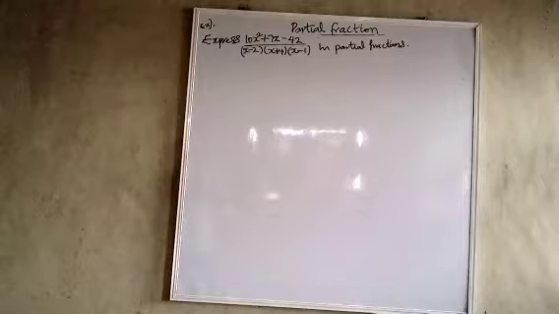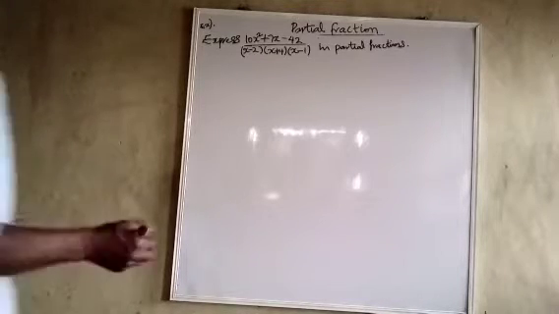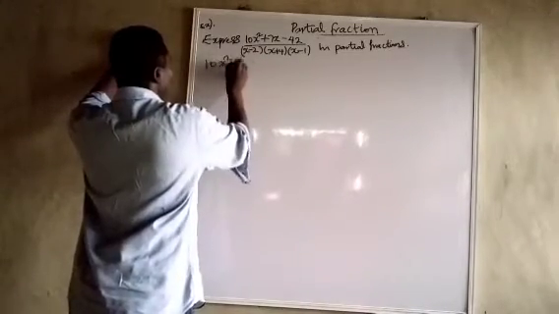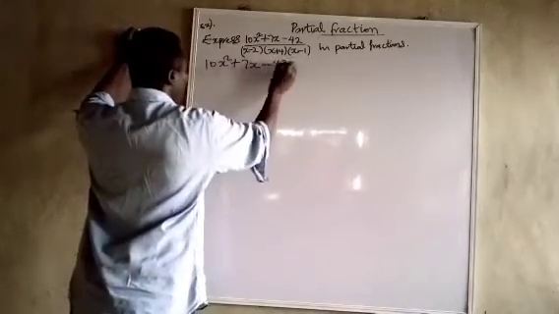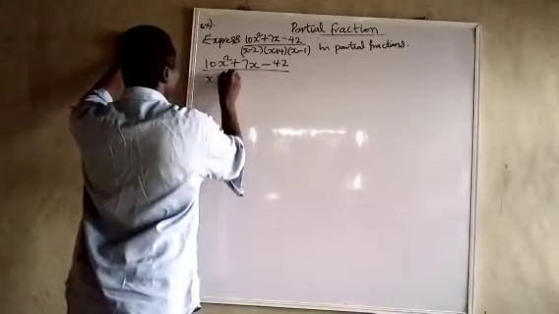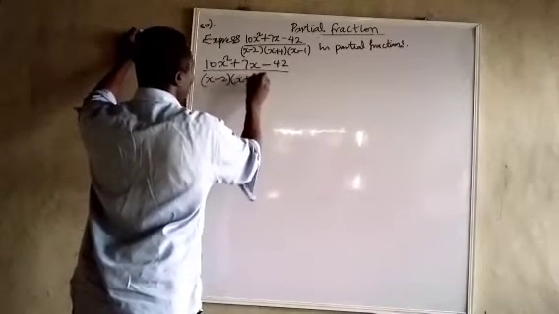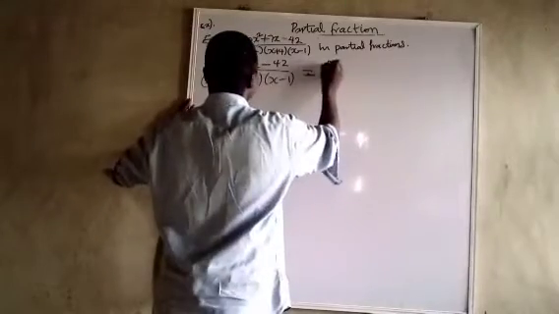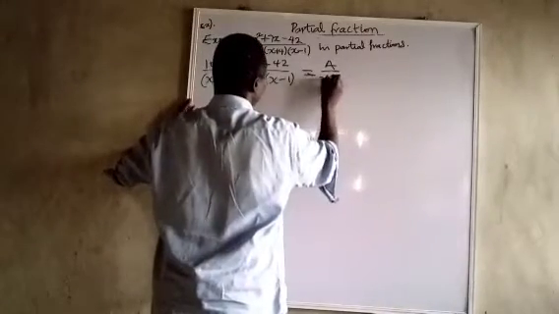It says, express (10x squared + 7x - 42) divided by (x - 2)(x + 4)(x - 1) in partial fractions. It's the same procedure and it's very easy. Now, we have this question: (10x squared + 7x - 42) divided by (x - 2)(x + 4)(x - 1). And that will be A into (x - 2).